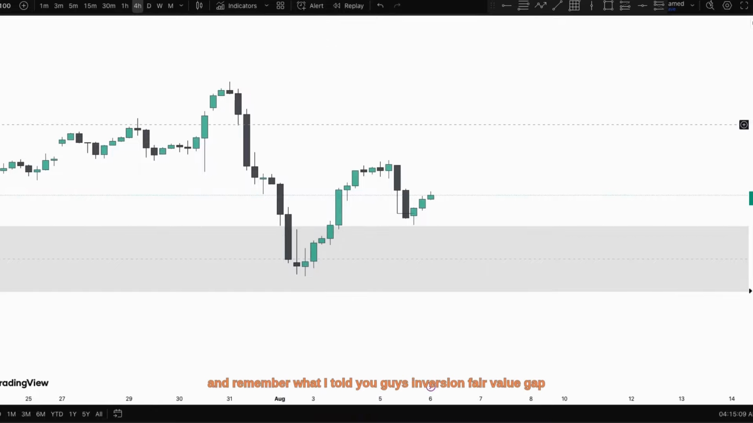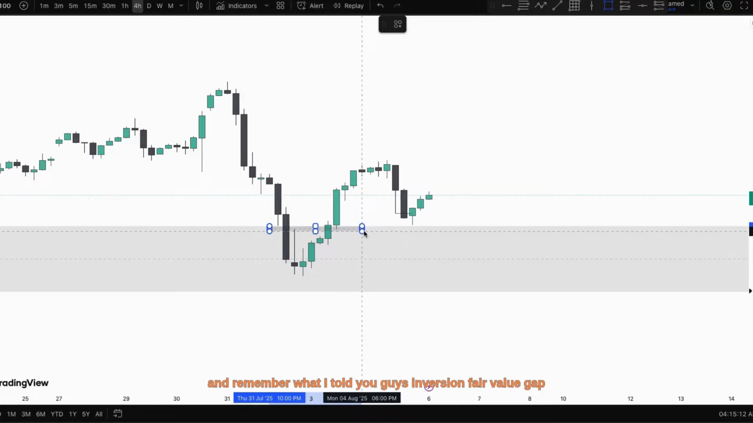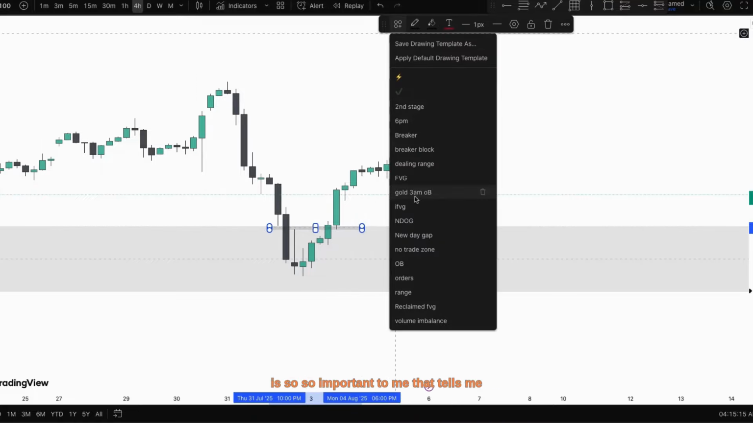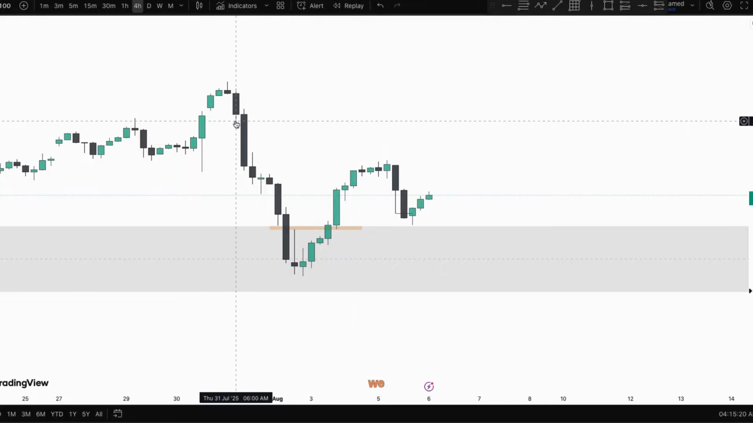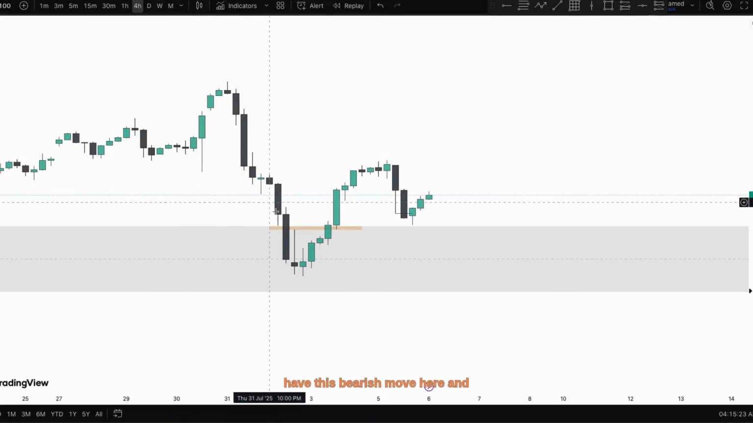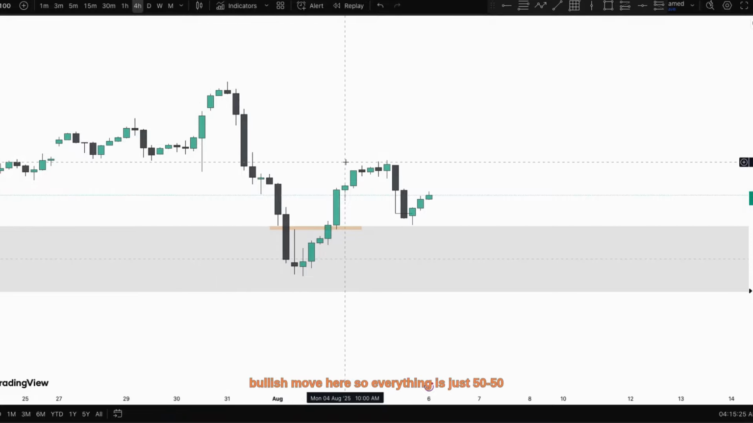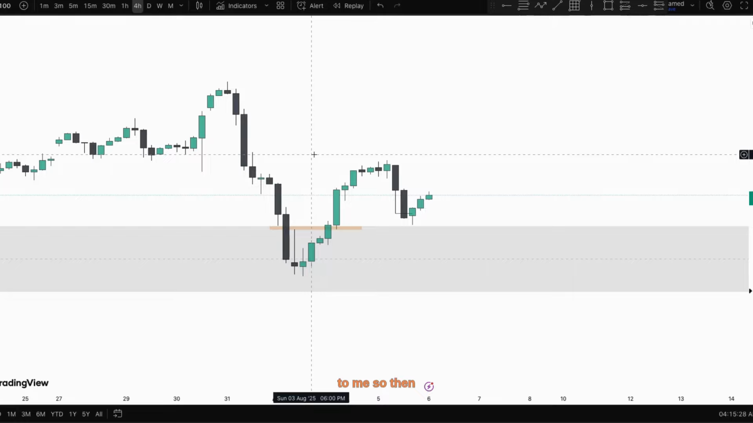I started seeing this reaction, and remember what I told you guys, inversion fair value gap is so important to me. That tells me a lot in the market. But looking at NASDAQ, we have this bearish move here and bullish move here, so everything is just 50-50 to me. So then I applied something else, which I call section bias, whereby if you're bullish and price does a certain thing, you can actually sell, but you have to wait. That's what I applied yesterday.